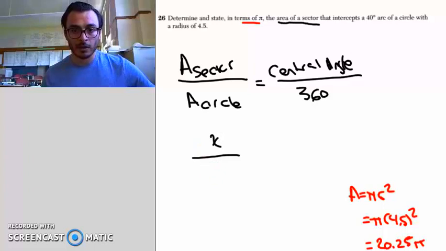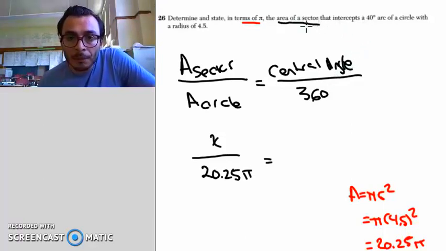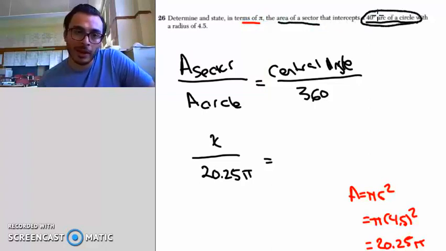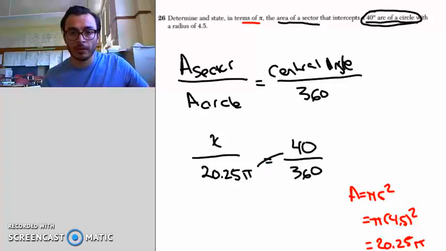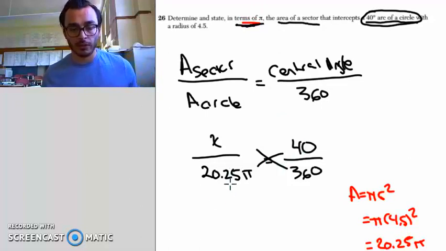So I'm going to plug that in here for the area of the circle, 20.25 pi. The central angle, they gave me that, right? In different words, they said to determine, in terms of pi, the area of a sector that intercepts a 40-degree arc of a circle. So by them giving me the measurement of that arc, it will be equal to the measurement of the central angle. So that will be 40 over 360. Cross multiply this and solve for x. They want this in terms of pi, so you're not going to multiply by that pi. Just do 40 times 20.25.